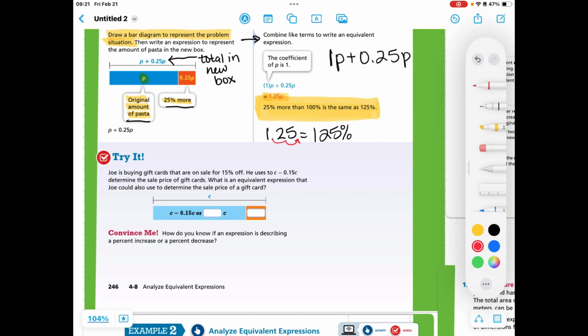It says Joe is buying gift cards that are on sale for 15% off. He uses C minus 0.5C to determine the sales price of gift cards. What is the equivalent expression that Joe could use to determine the sales price of the gift card? So notice here that C is the amount of the gift card, the original.